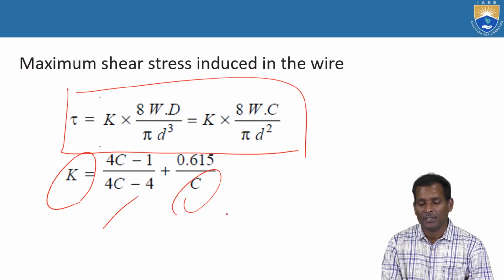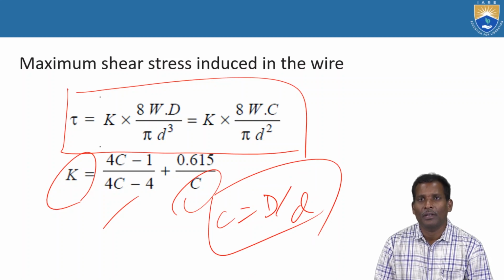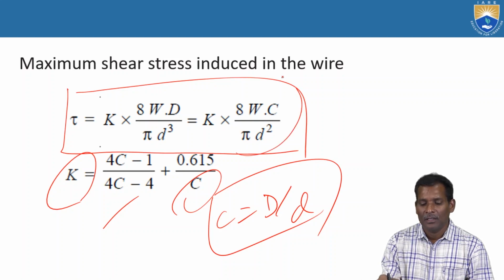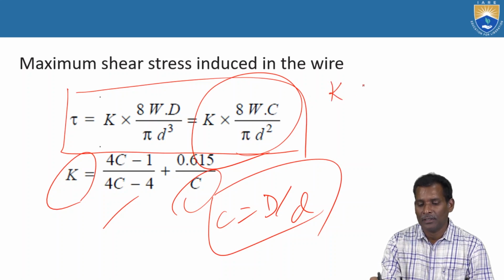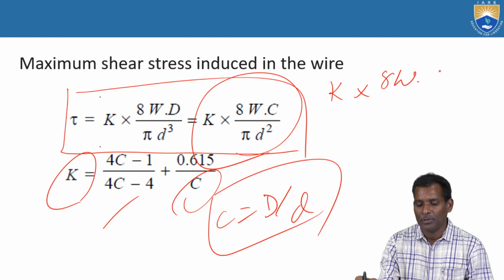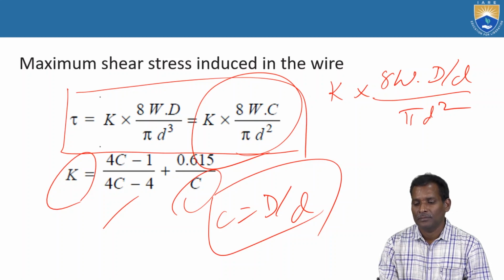So what is C here? C is the spring index, that is capital D by small d, the ratio of mean coil diameter to wire diameter. So we will get the relation K into 8WC by pi d square. You can write in other words, 8W in place of C, capital D by small d, divided by pi d square. So K into 8WD by pi d cubed.